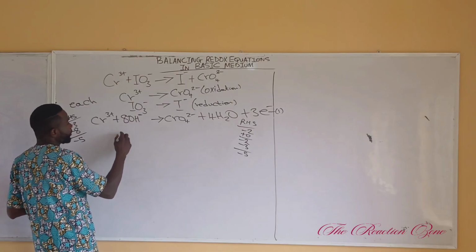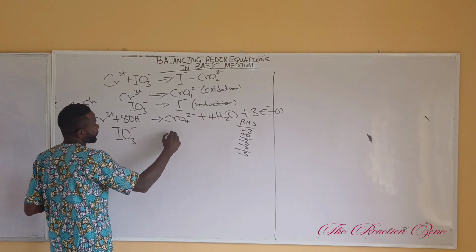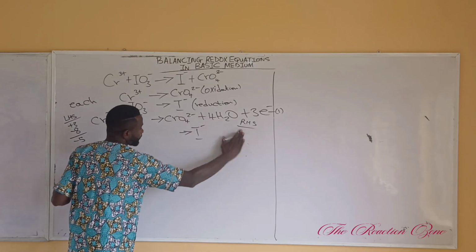So we come down to the second equation, which is IO3-, and this is I- here.